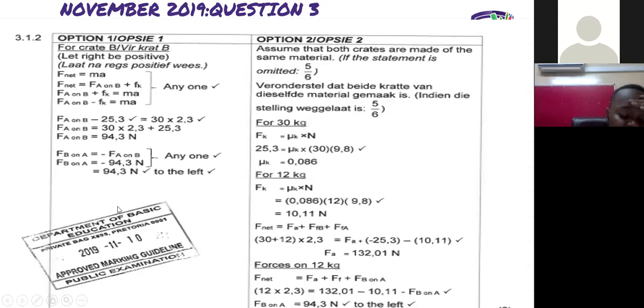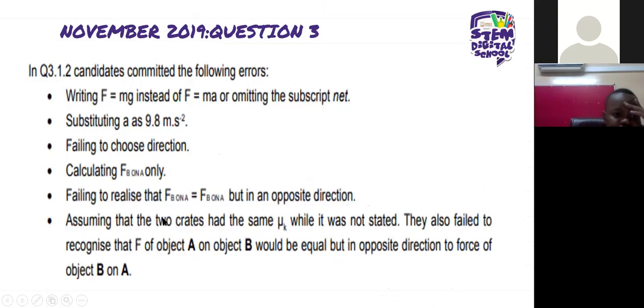I specifically took this as it is so that you can see it as it is from the examination guideline, that sometimes you have to be able to make conclusion statements to say that the force that B exerts on A will be the same as the force that A exerts on B, but in the opposite direction. And you can see a mark has been allocated there for any of these two. Right, and hence we have 94.3 newtons to the left.